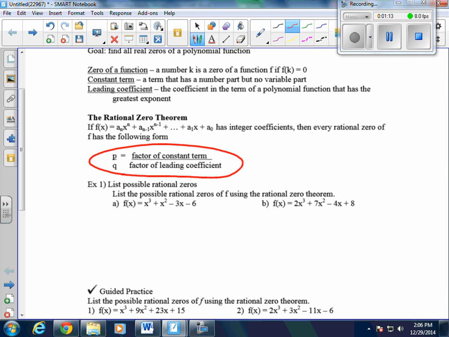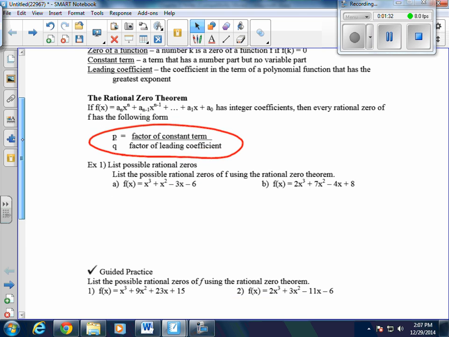And here's what they're going to say. It's going to be p divided by q, where p is the factors of the constant term and q are the factors of the leading coefficient. So p is going to be the factors of the constant, that's our numerator. q is the factors of our leading coefficient, that is our denominator.